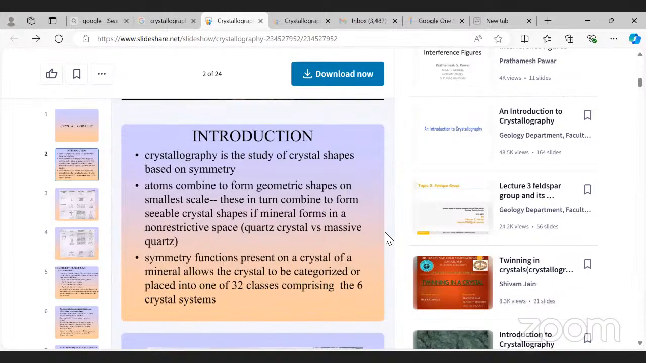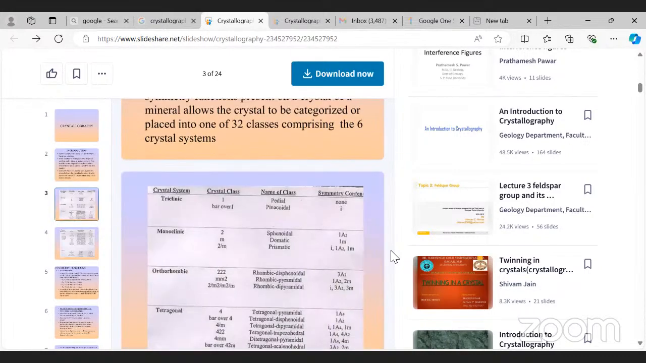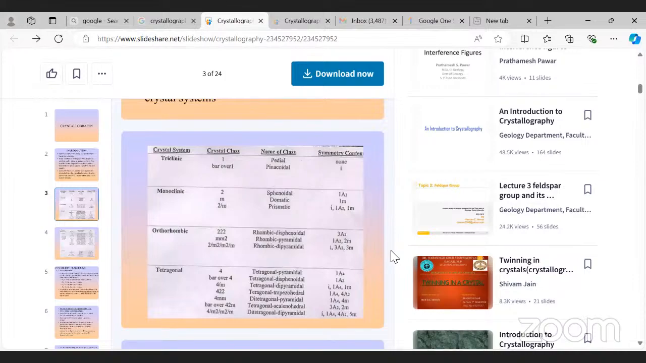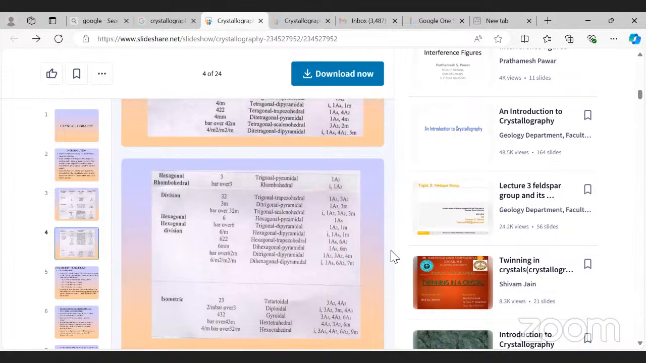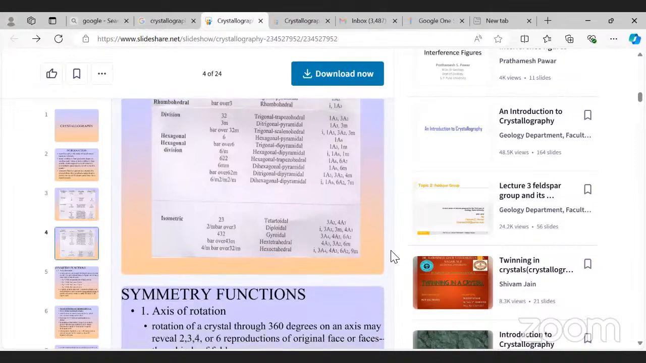Some of the symmetrical functions we can also see. The symmetrical functions which are present on a crystal of a mineral. Based on that, we can classify into the 32 classes in the 7 crystal systems. Those you see here. The crystal system, we will divide into the 7 types: triclinic, monoclinic, orthorhombic, tetragonal, hexagonal, and isometric. Later I'll tell you in detail about this.